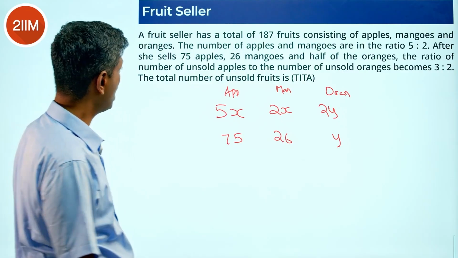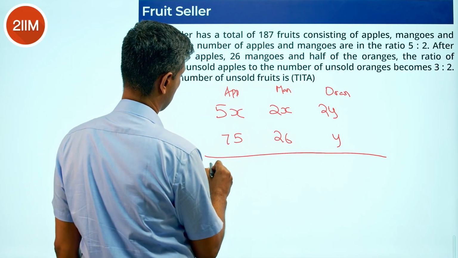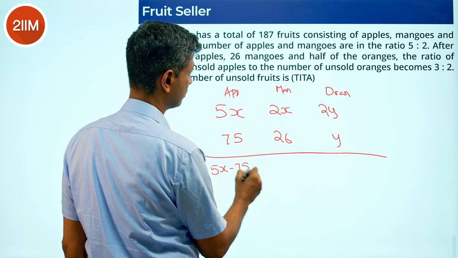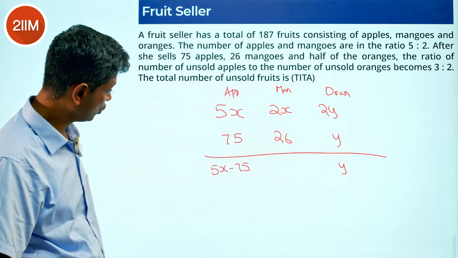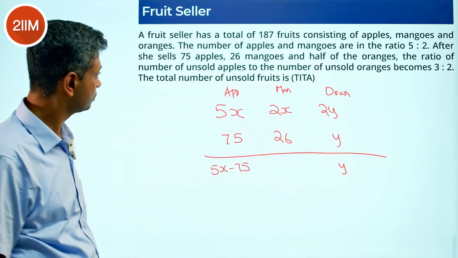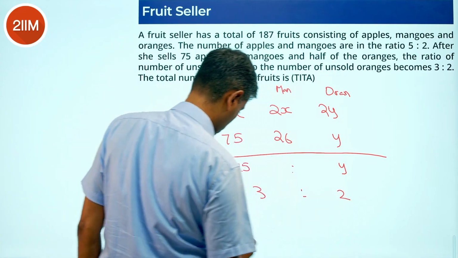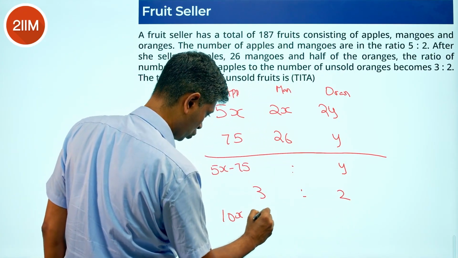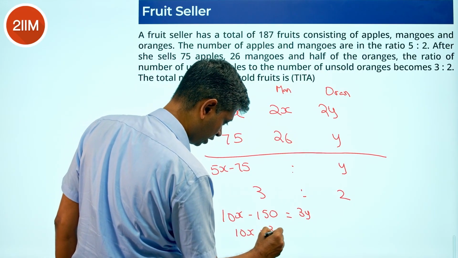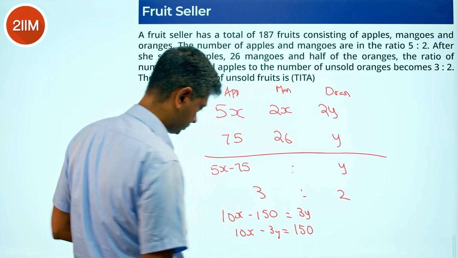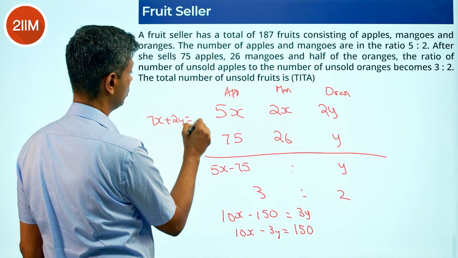The ratio of the number of unsold apples to the number of unsold oranges. Unsold apples is 5x minus 75. Unsold oranges is y. 5x minus 75 is to y is 3:2, or 10x minus 150 is equal to 3y. 10x minus 3y is equal to 150, which is nice. The other equation is 7x plus 2y equals 187.